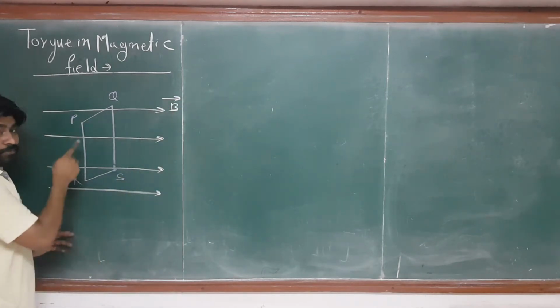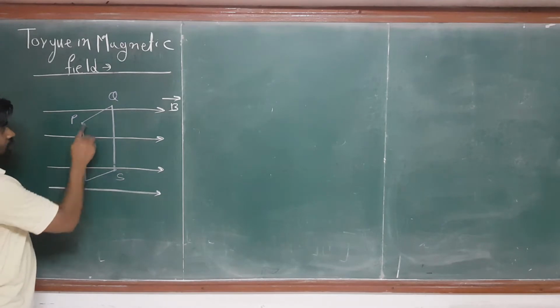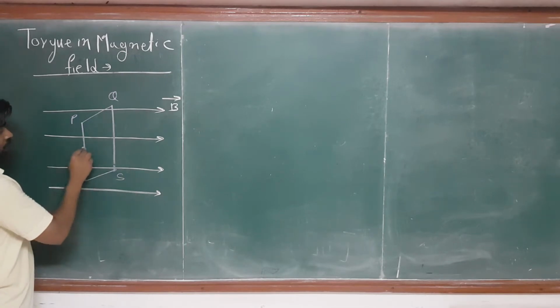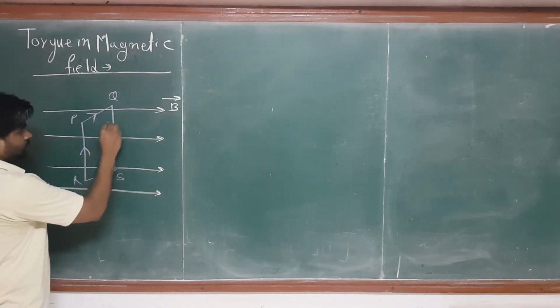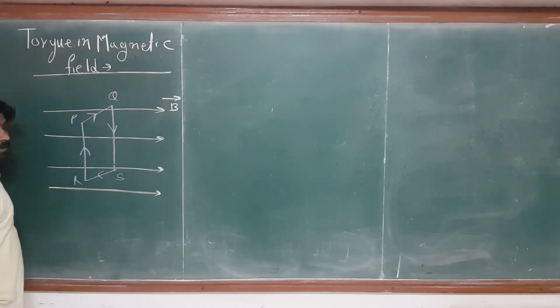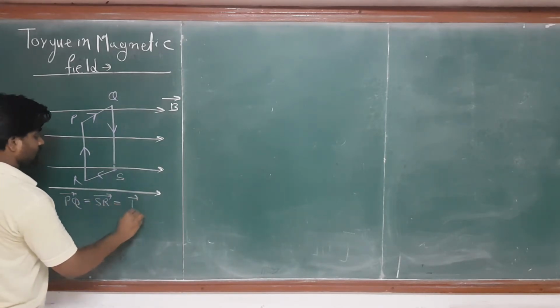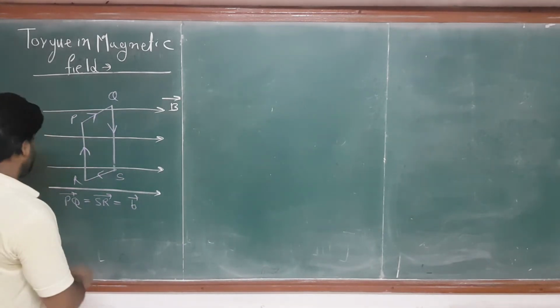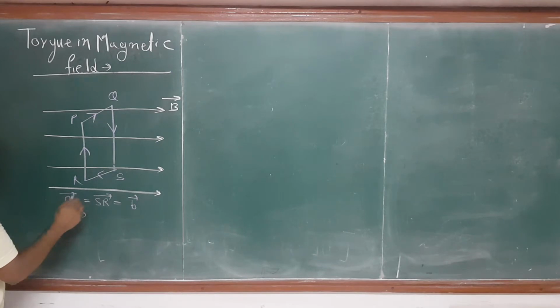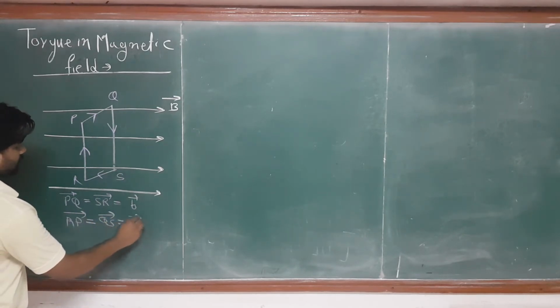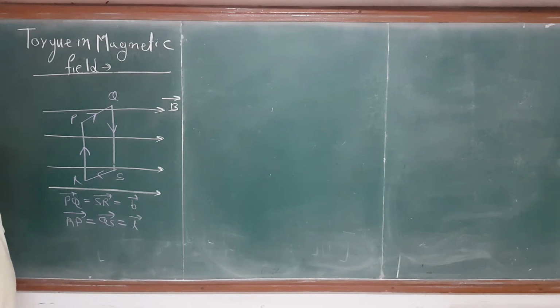Okay, so it has four sides: PR, PQ, QS and SR. Here the current is going from R to P, P to Q, Q to S and S to R. The side vector PQ and the side vector SR is equal to the vector B. This RP is equal to QS, that is equal to the vector h. Right? Just note it down till here.